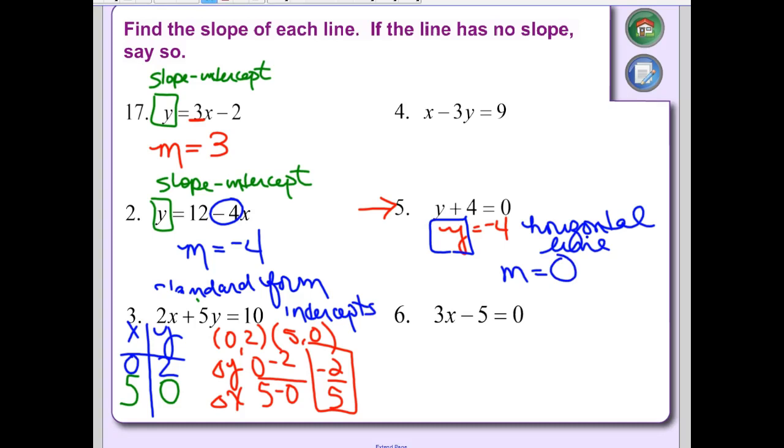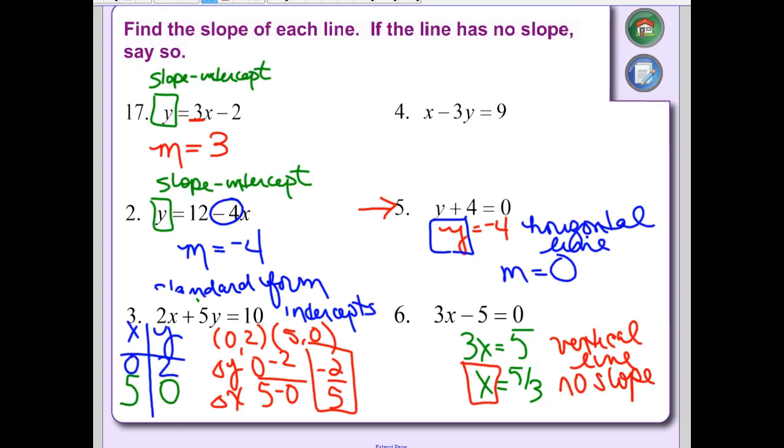If I look at number 6, did you notice all we have is an x? So if I get 3x equals 5, and then I'm going to get x equals 5/3, but if there's only an x, if the x stands alone, what kind of line do we have? Yeah, we have a vertical line. And if we have a vertical line, then what's my slope? Well, remember, there's no slope on a vertical line, or you could say it is undefined. All right? So, again, just being able to go back and forth on each one.